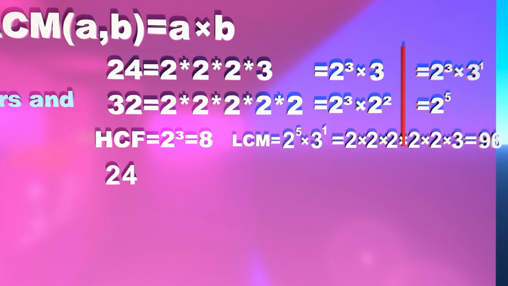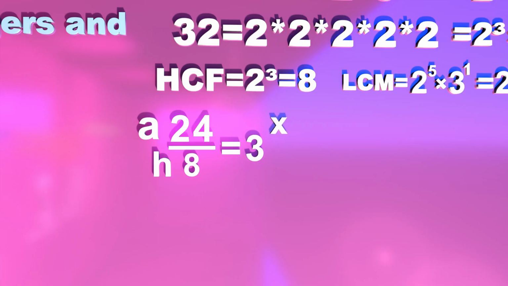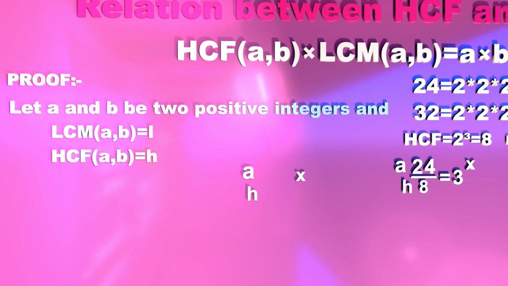We will take 24 and divide it by 8. Means we have divided 24 by HCF 8 and we get 3. Be careful, it is the 3 which we got in these prime factors. Means if we send 8 on other side, we will get 2 to the power 3 into 3. But we don't have to do so. Now 24 is A and 8 is H. Let's assume this 3 is x. Don't think too much, just take 3 as x. Now we get A by H equal to x.